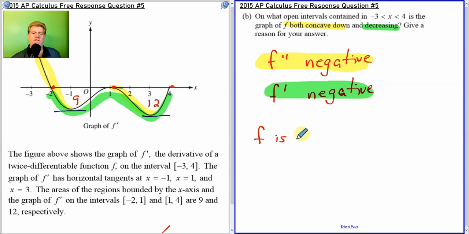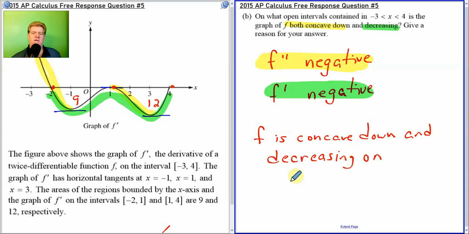So f is concave down and decreasing on -2 to -1 and 1 to 3. Okay. So again, you know how to do all these. You've seen them, you've done them, but they're asking these things in a slightly different way.